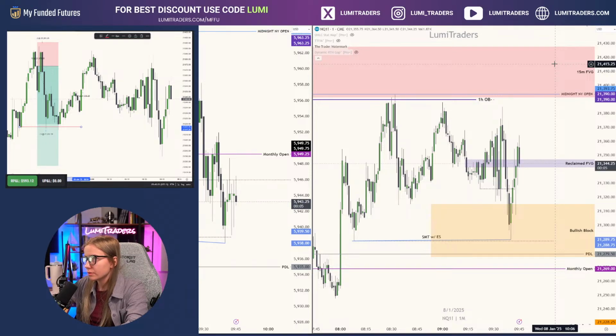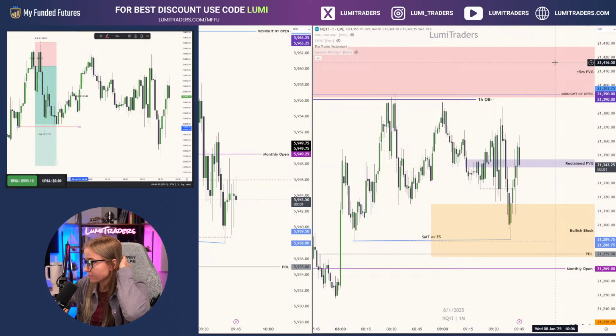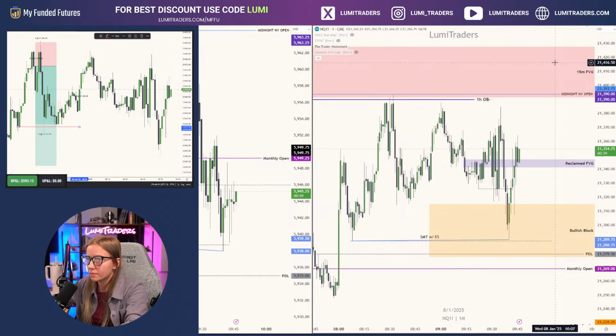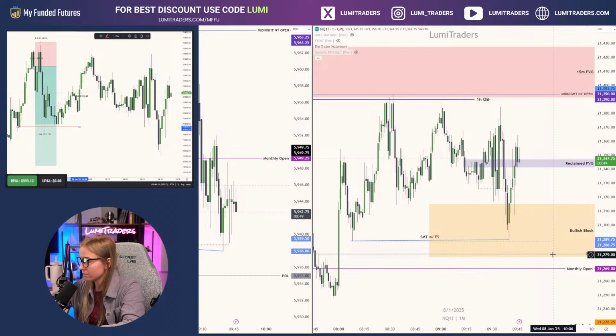Okay, I took the trade today. It was before market open, but same idea. So we tested the 1 hour OB. I want to see a move to the previous day low level. Actually, exactly what I'm talking about right now.